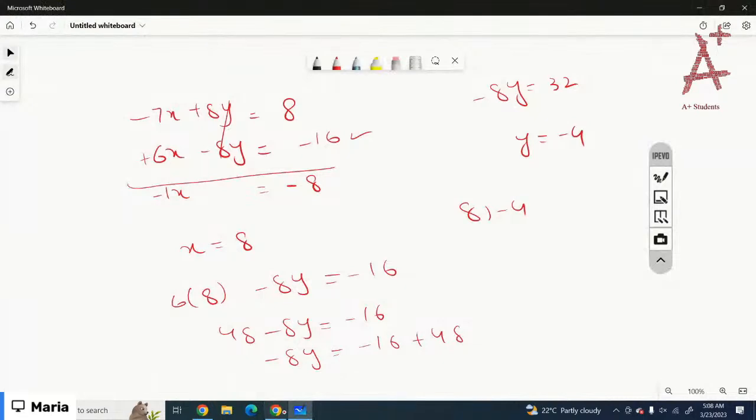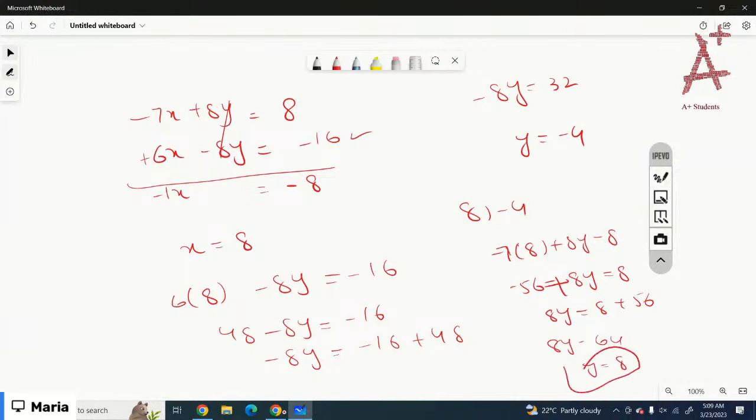Let me just put the value in equation number 1. Negative 7 times 8 plus 8y equals 8. Minus 56 plus 8y equals 8. It would be 8y equals 8 plus 56. Yes, it would be 64. So y equals 8. I did something wrong here. So y equals 8. Got it? So 8 and 8 is the correct option.